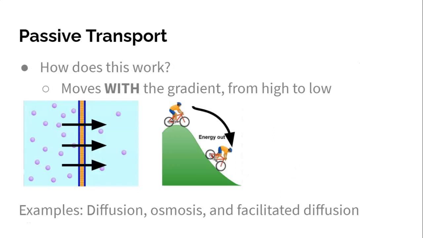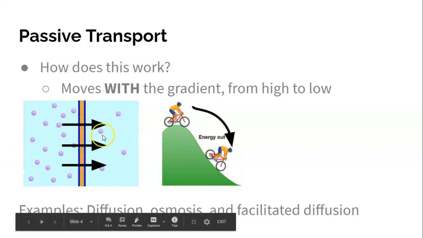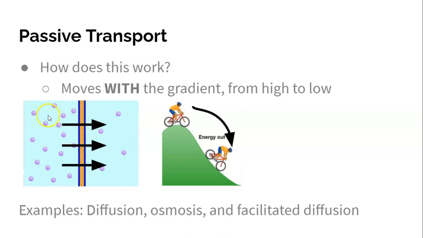And the way that it does this is because it moves with the gradient from high to low. So wherever there's a high concentration, it wants to move to equal out. And so passive transport works with that gradient from where there's a high concentration over to a low concentration. So if we were looking at water and you had a lot of water on the left-hand side, passive transport would move that water over to the right-hand side where there's less or a low concentration to equal out.